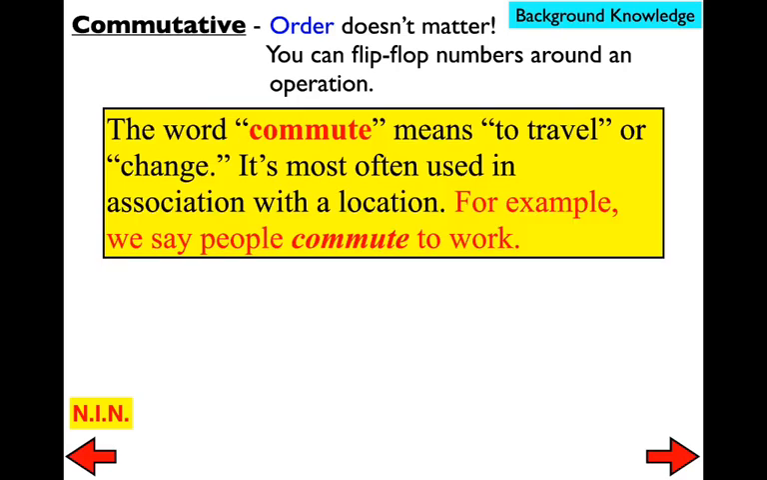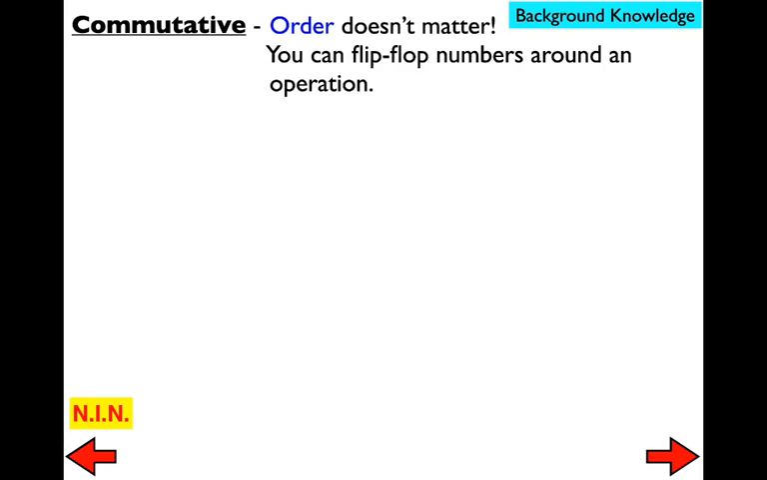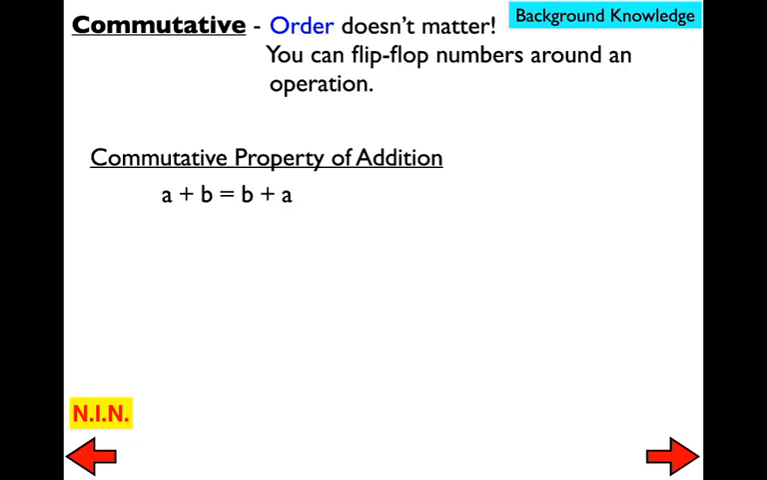The word commute, part of the word commutative, means to travel or change, and it is often used in association with a location. For example, we say some people commute to work. And so the commutative property of addition, the generic form, looks like that. And I know at this point we should be filling in some things in our notes.